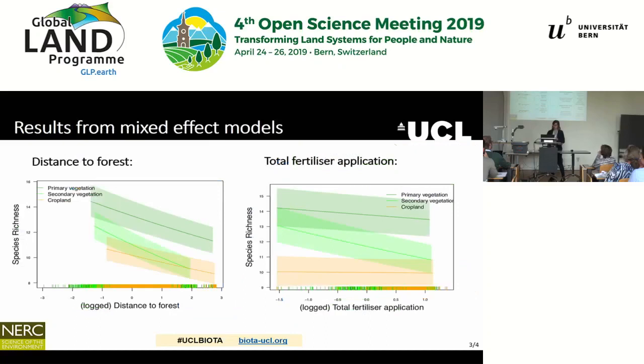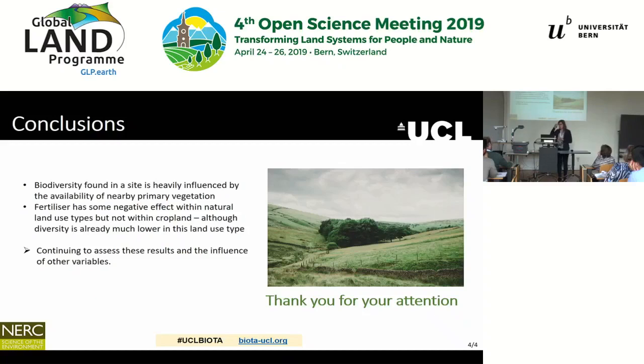So these are preliminary results looking at two of those drivers, distance to forest on the left, so you can see the relationship we find. From a mixed effects model, species richness decreases as we go further away from forest, which is what we would expect, and we find this is quite significant in all three types of landscape that we have looked at. You see the three colors indicate the different landscapes. For total fertilizer application, the effect is not as clear. You can see some effect in the secondary vegetation landscape type. So we are still working on assessing these results and also looking at the influence of other drivers.